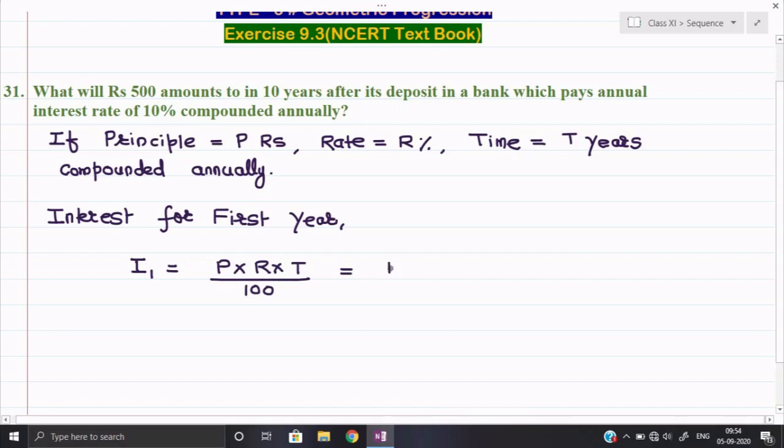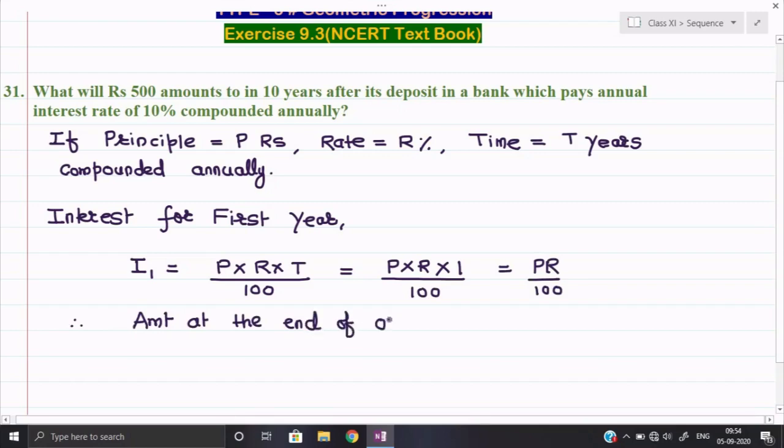P is equal to P, R is R only, but since time we are taking only for 1 year, we shall take it here as 1, and then divided by 100. Meaning it will become PR upon 100. So this is my interest. So we can say that therefore the amount at the end of first year.